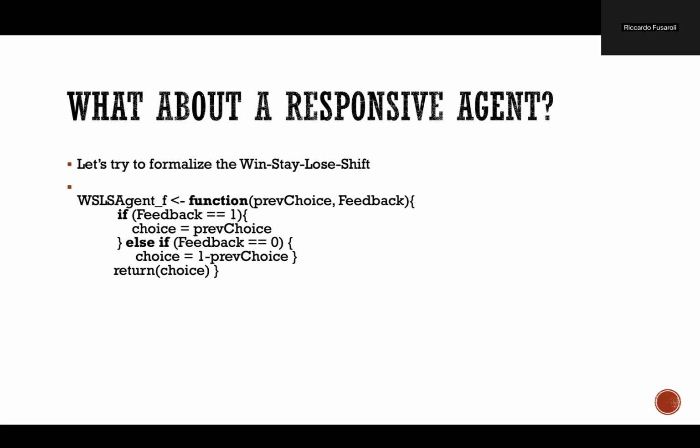Now we're taking the simplest possible Win-Stay-Lose-Shift. Now we're going to say, if the feedback is equal 1, we take the previous choice. If the feedback was equal 0, we take 1 minus the previous choice. Right? 1 minus 0 is 1. 1 minus 1 is 0. So it flips. Okay, now we test it. We give the Win-Stay-Lose-Shift a previous choice of 1 and a feedback of 0. What do we expect as its choice?